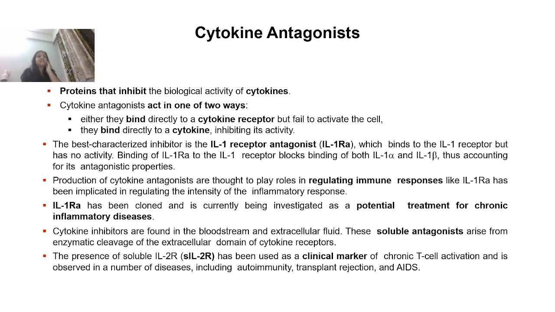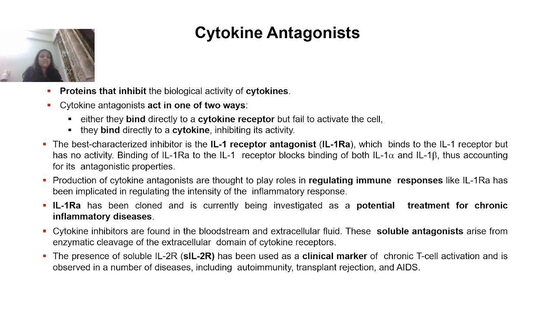So, antagonists can act in two ways. Either they can bind directly to the receptor, or they can bind directly to the cytokine. If the antagonist is binding to the cytokine receptor, then the cytokine cannot bind to the receptor and it will not induce signaling. Or it can also bind directly to a cytokine so that it won't be able to bind to the cytokine receptor.